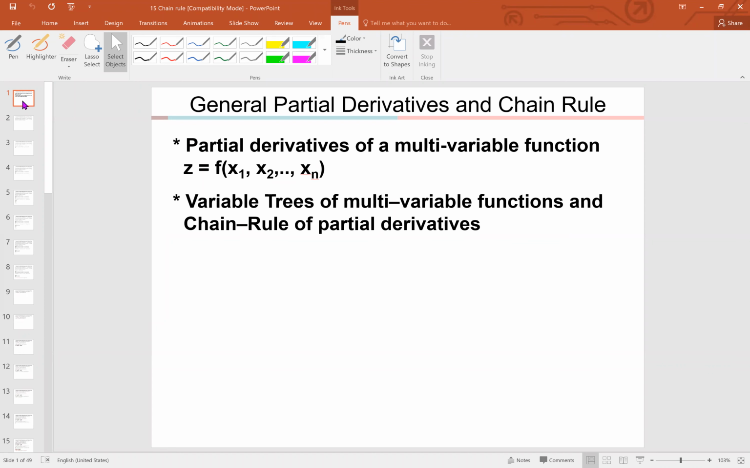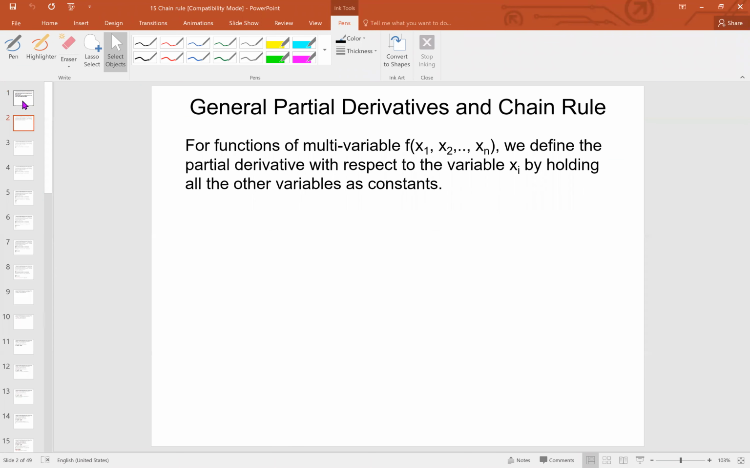So these are the two topics. We're going to talk about partial derivatives of multivariable functions, and then we're going to talk about how we do the chain rule when we compose a multivariable function with another multivariable function, and another, and so on. How do we keep track of the variables?